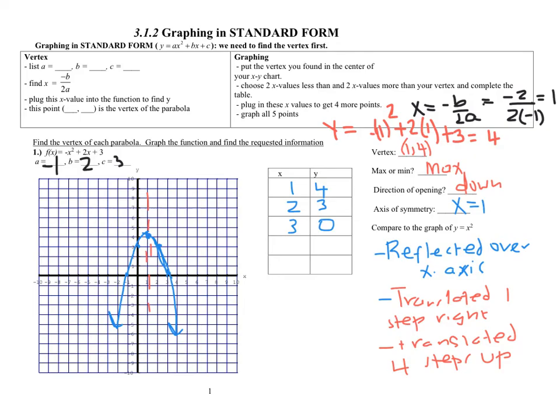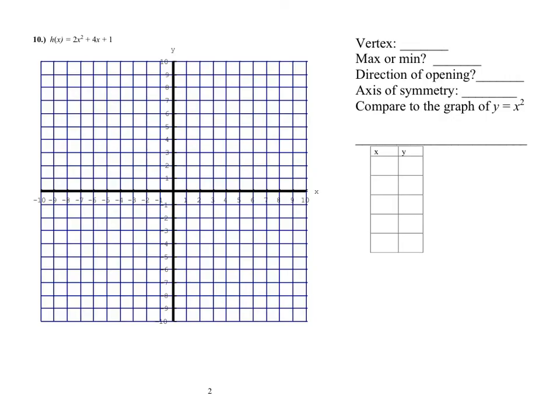Okay, now let's, so here is another example. We have the equation, and let me start by finding the vertex. To find the vertex, I just use the formula minus b over 2a. So this means minus b, so minus 4 over 2 times 2.